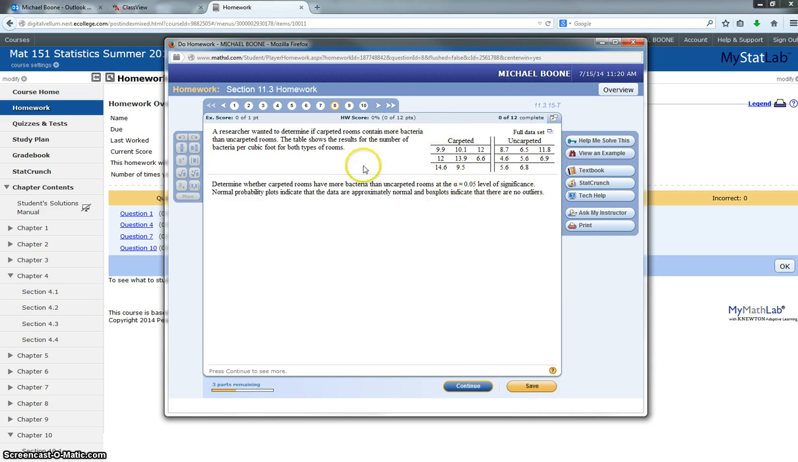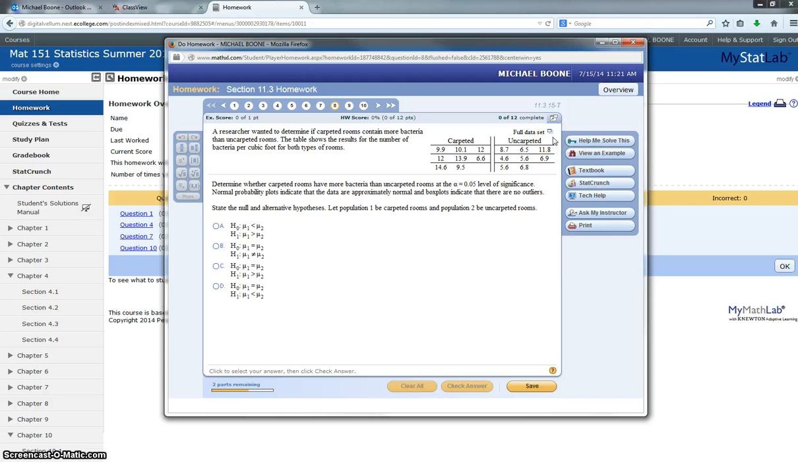So let us look at a problem. This is number 8 from our homework set. They want to determine if carpeted rooms contain more bacteria than uncarpeted rooms. Seems like that makes sense to me. More places for the bacteria to go. And again, they tell us that it's approximately normal, and the box plots indicate that there are no outliers.